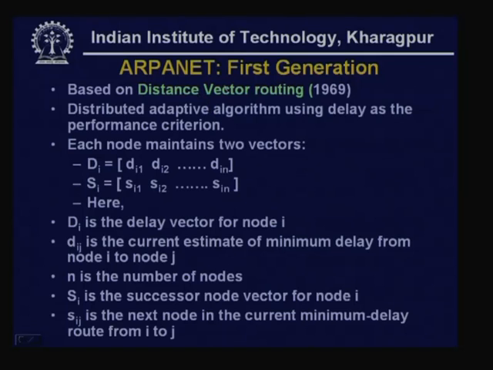Now, the first generation algorithm was based on distance vector routing, which I have already discussed. It was developed sometime in 1969.